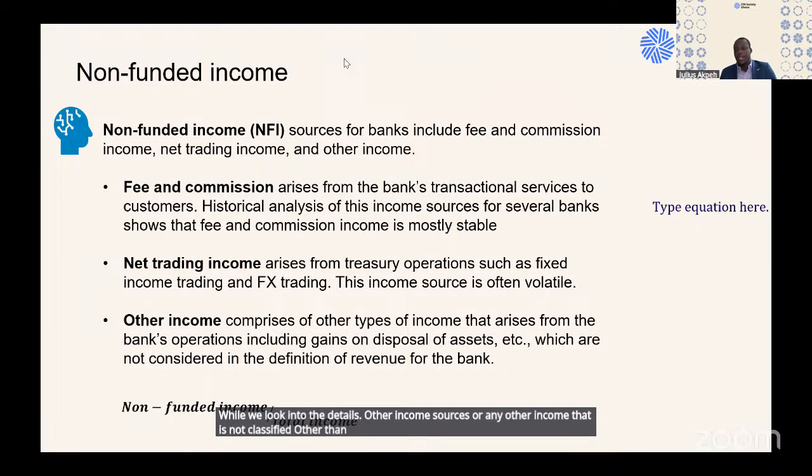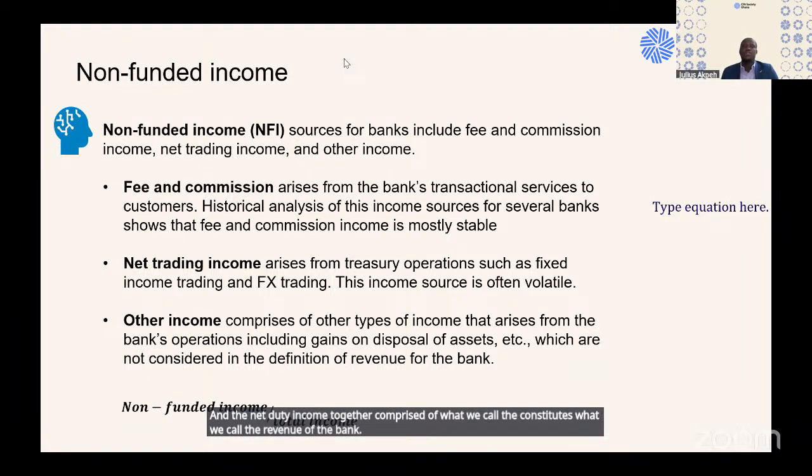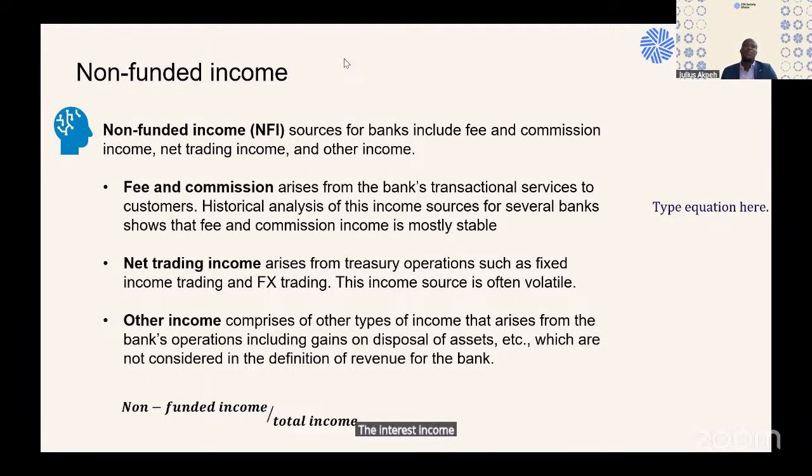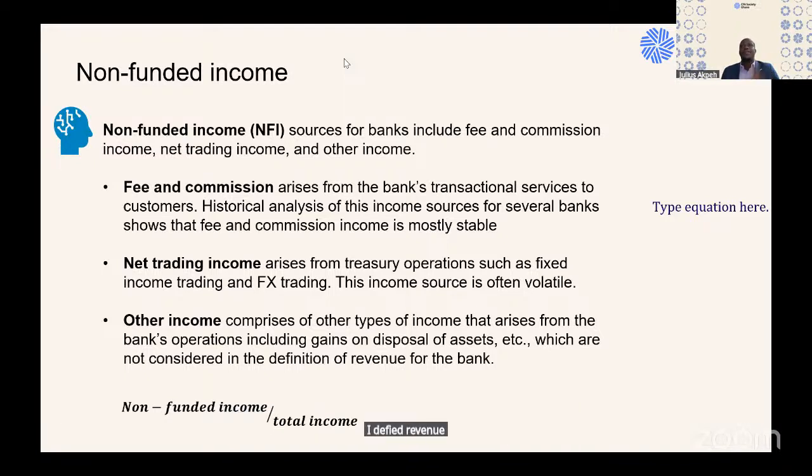I want to say that the interest income, the fee and commission income, and the net trading income together constitute what we call the revenue of the bank. The other income component is not part of the revenue of the bank. I defined revenue yesterday as the income from the ordinary activity of the bank.